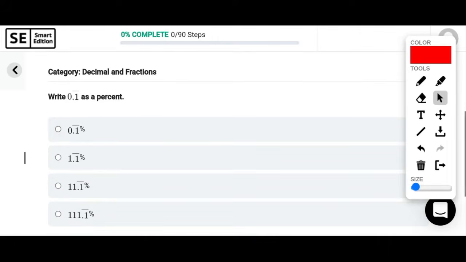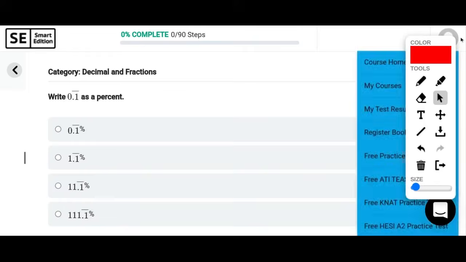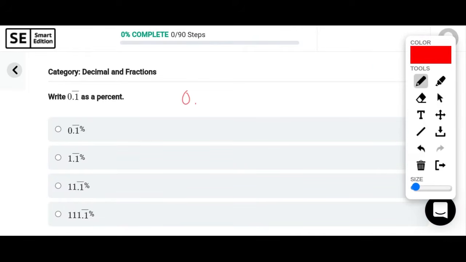Okay, here's question number 2. Write 0.1, and that dash above it means repeating. So 0.1 repeating as a percent. 0.1 repeating just means 0.1111, and that would go on forever.